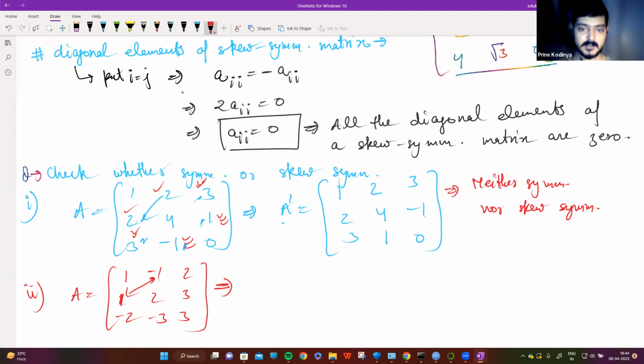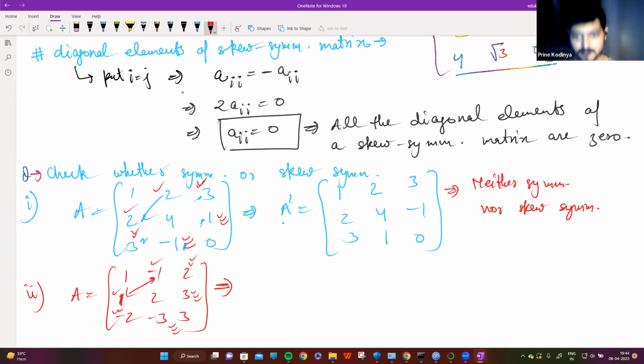These three pairs must be equal, and they can be anything. But for skew symmetric, these three pairs must be negative times of each other, which is happening in this case, right? But there was also one more condition, that all the diagonal elements must be 0. Now, in this case, all the diagonal elements are not 0.